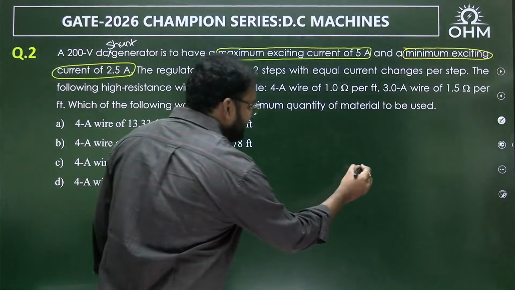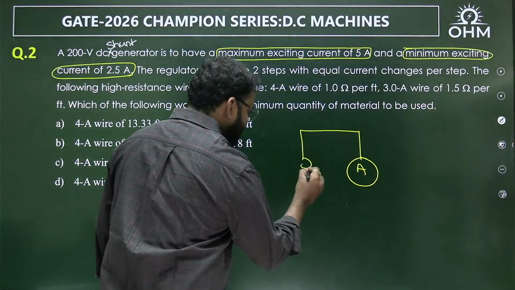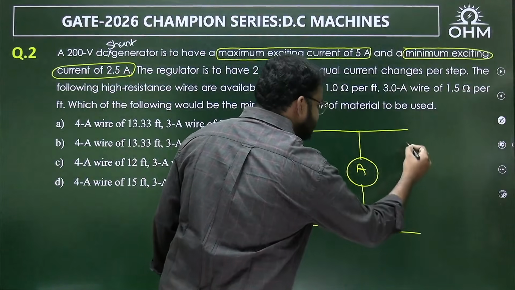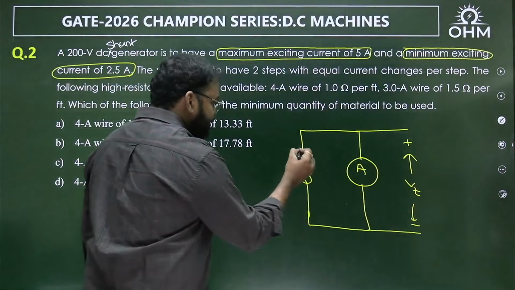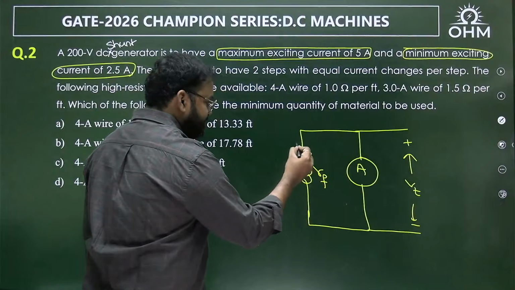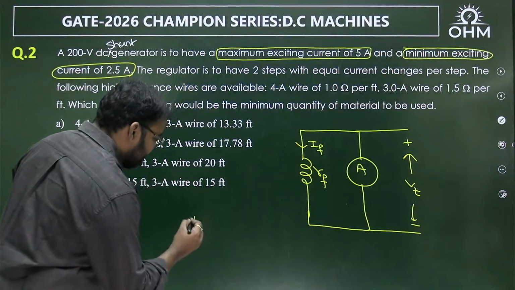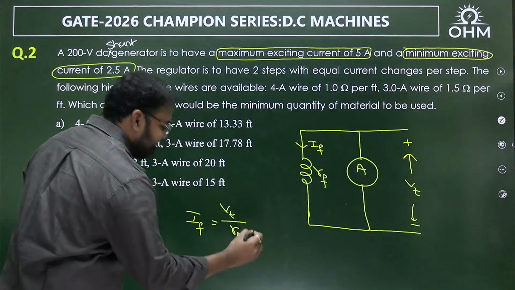If I draw the diagram, imagine this is the armature part of the given DC generator. Here we have the field circuit. This is the terminal voltage. Now tell me, this is the field resistance, for example. This is the field current. What is the formula for field current? Field current is always equal to Vt divided by Rf.